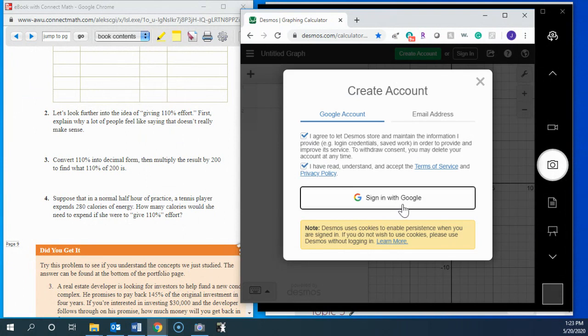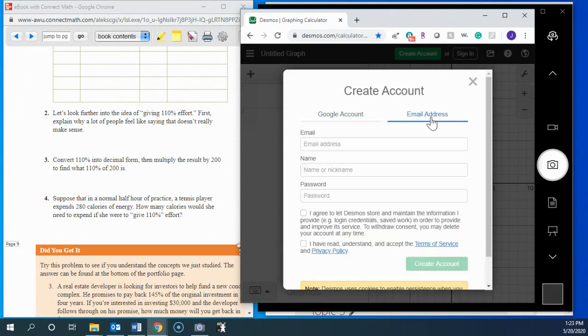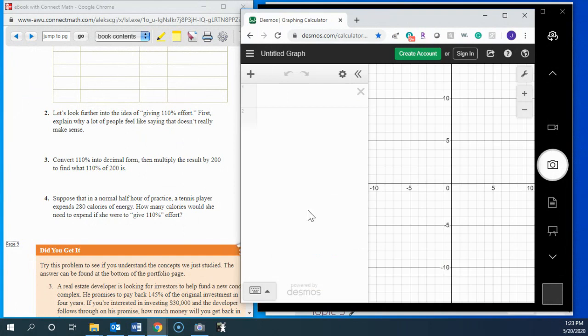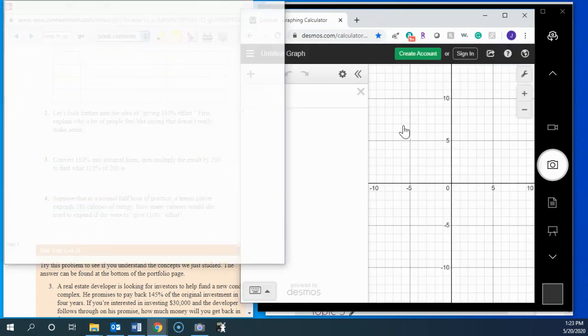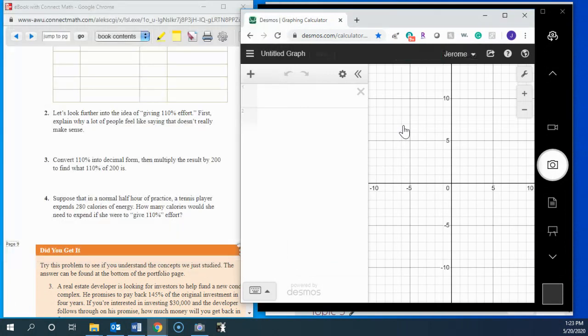So now you can click on sign in with Google and it will have you sign in with Google. But let's say you don't have a Google account or you don't want to use your Google account. You can click on email address, type in the email address, and give your name, then make up a password, and then click on both of these, and then click on create account. All right. So that is how you would create your account. Now I already have an account, so I click on sign in, and I use Google. So I click on sign in with Google. Now, if I didn't, I would use my username and password below. Now, if you notice here, my name pops up.